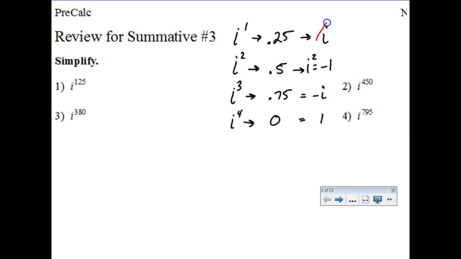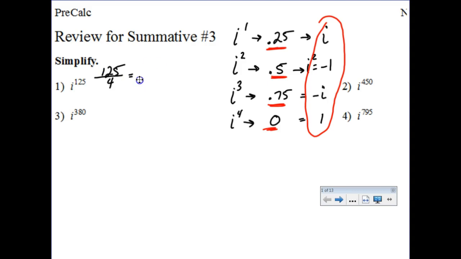So basically, your job is to remember this order of the power of I cycle, and what the remainders and what the decimals mean. So, I to the 125th power. You take 125 and you divide it by 4 on your calculator. And then the decimal is 0.25. So there must be a remainder of 1. So you're on the first level of I, which is I to the first power. So your simplification is just I.